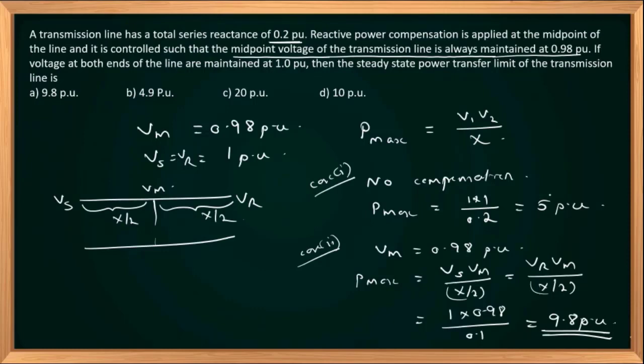from 5 per unit. ആദ്യം ഒരു 5 per unit മാത്രമേ ഉണ്ടായിരുന്നുള്ളൂ അല്ലെ. ആ 5 per unit, midpoint voltage 0.98 ആക്കാൻ പറ്റുകയാണെങ്കിൽ Pmax 9.8 ആയി. If this Vm is maintained at 1 per unit, എന്തായേനെ? 1 into 1 divided by 0.1 will be 10 per unit. As we improve the midpoint voltage with compensation, the maximum power transfer capability is also increasing. So in this question, the answer is 9.8.